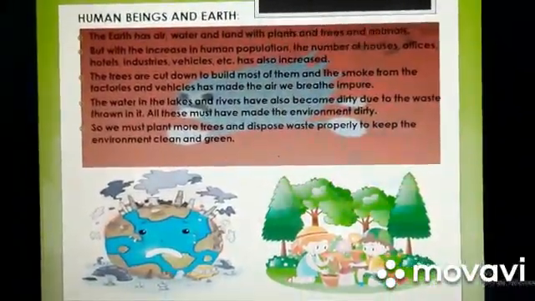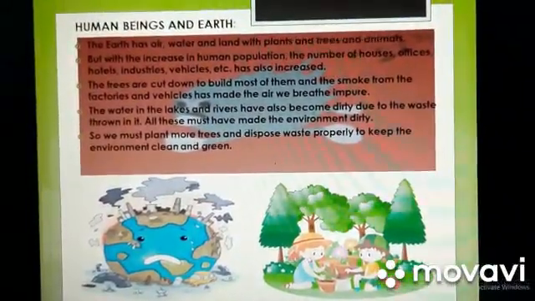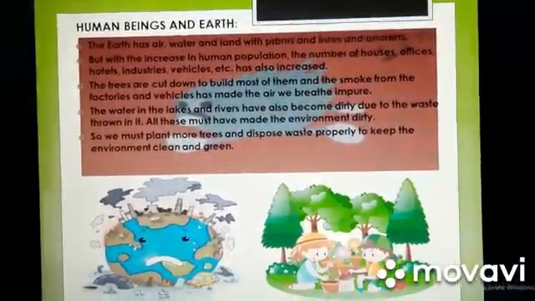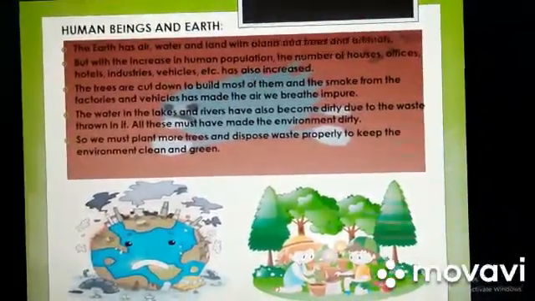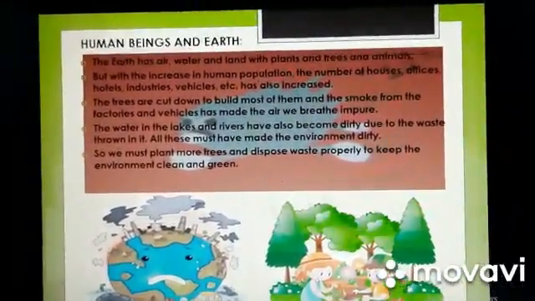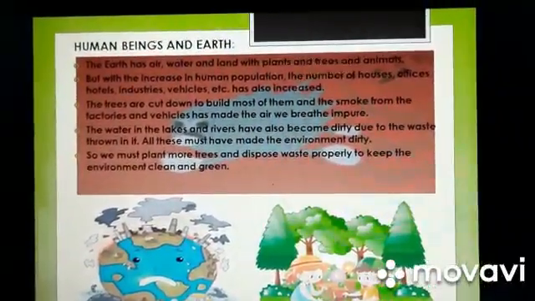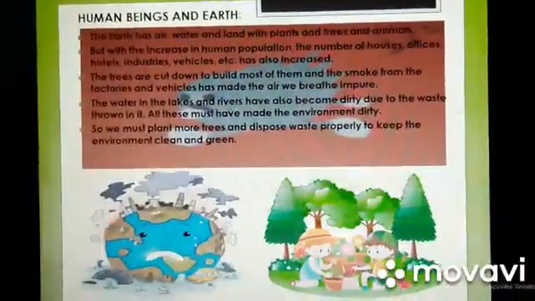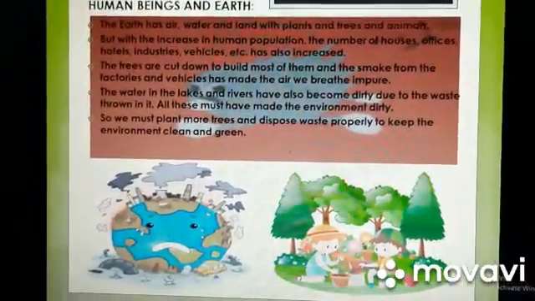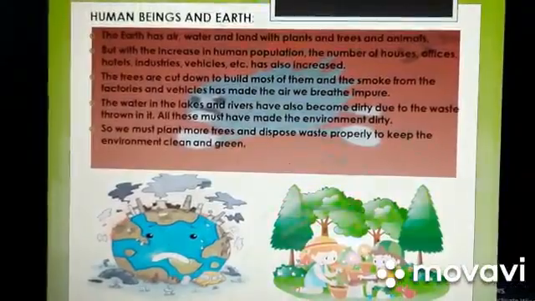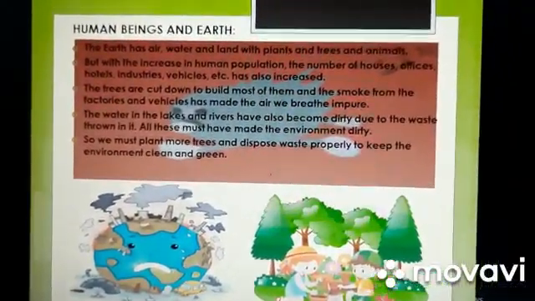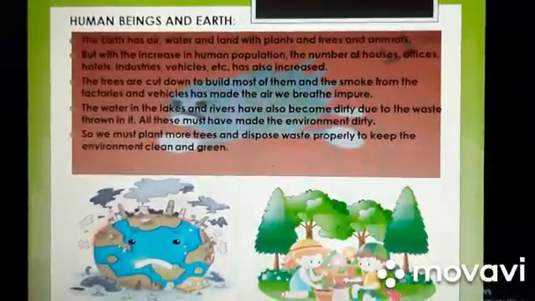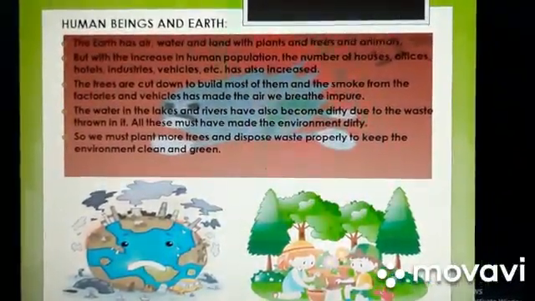So our plants and trees help us by taking in the impure air, but if we cut them down, then the whole air becomes very dirty and not suitable for us to breathe. Along with that, the water in the lakes and rivers has also become dirty due to waste thrown in it. The industries throw waste in the water. Our household waste is thrown in the water. So that is why the water is also becoming impure day by day. So we must plant more and more trees and dispose of waste properly to keep the environment clean and green.